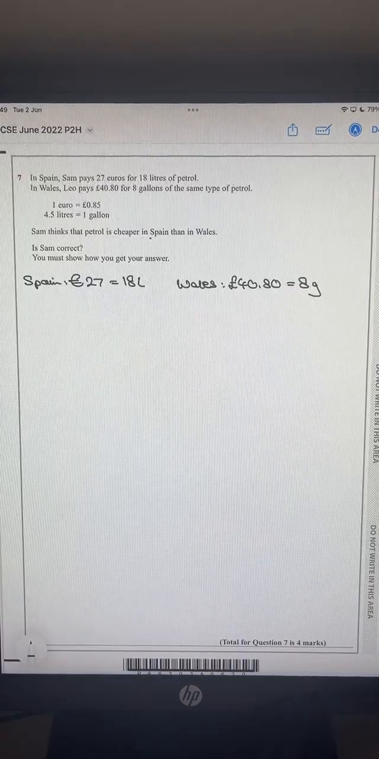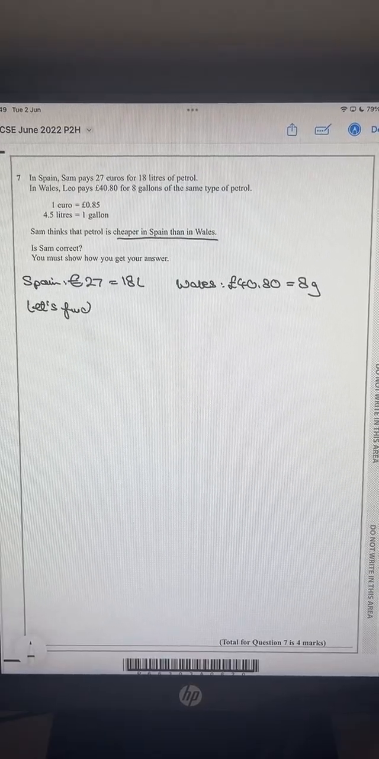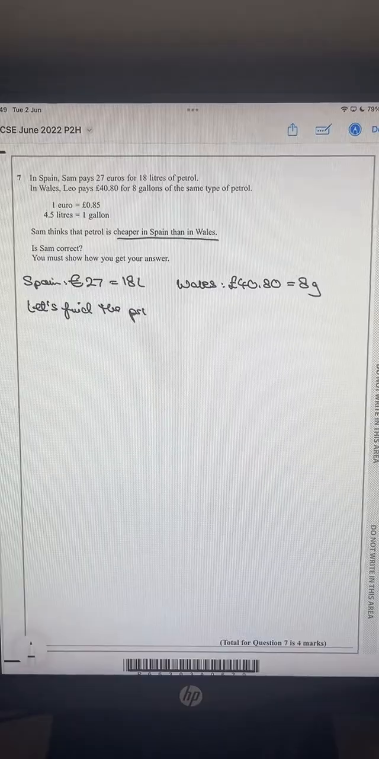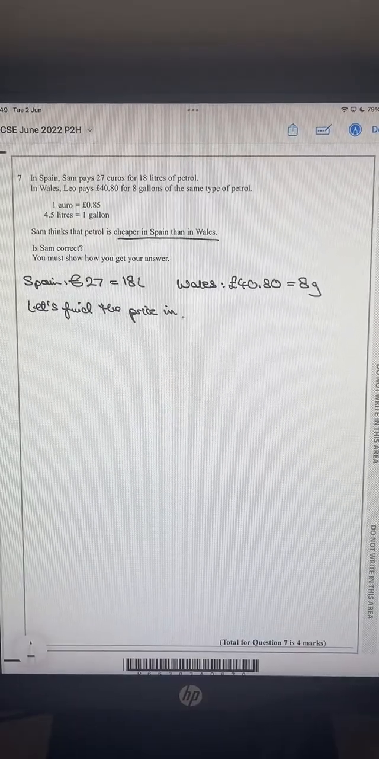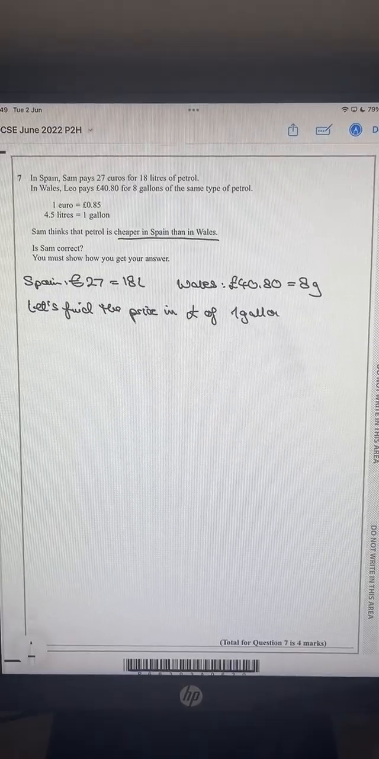Sam thinks petrol is cheaper in Spain than Wales. Is Sam correct? So to compare these, we need to have them all in one common currency and one common metric, like liters or gallons. So let's find the price, let's go for pounds, of 1 gallon.